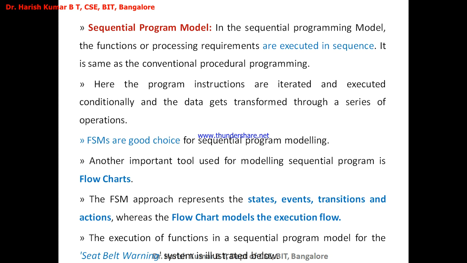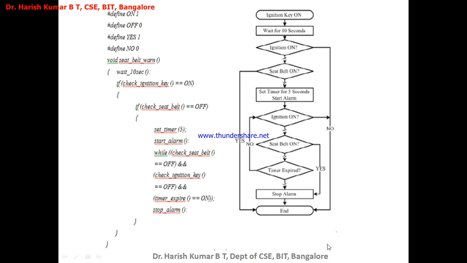Now we consider an example, the seat belt warning example, and how it is sequentially programmed. This is the sequential program for the seat belt warning, and there is also the flowchart which shows how the control flows here. We have the macro ON initialized to 1, macro OFF initialized to 0, macro YES initialized to 1, and macro NO initialized to 0. We have the function with the name seat belt, and within this function we have wait 10 seconds.